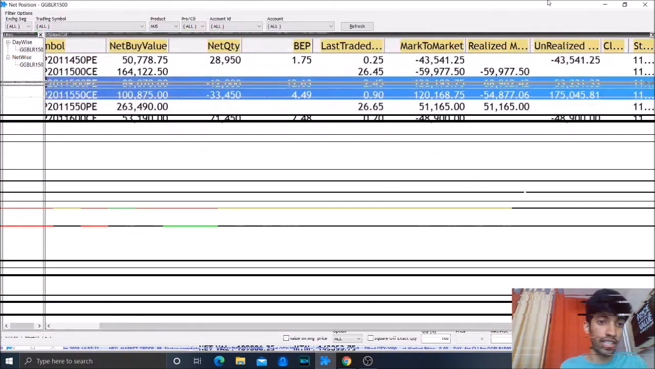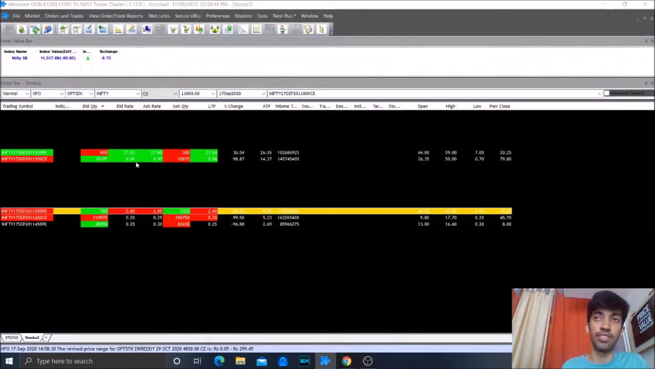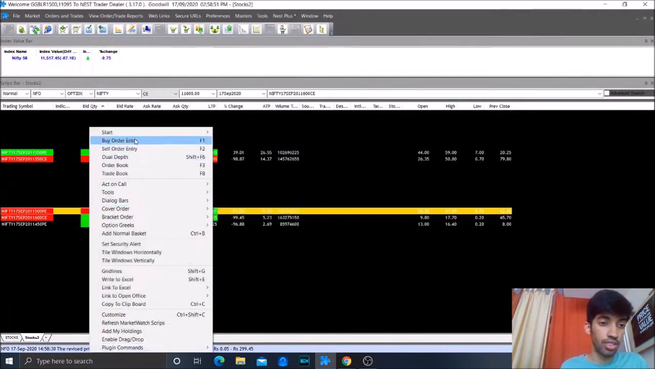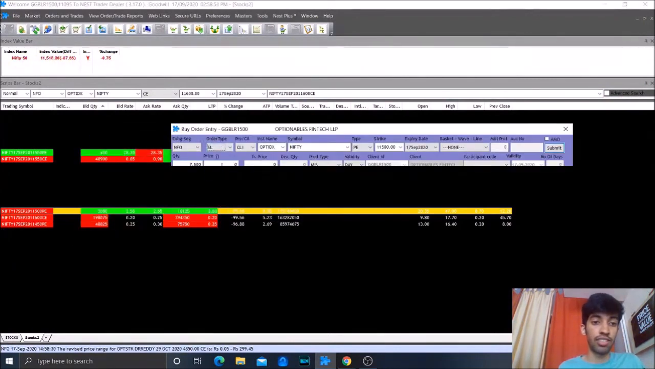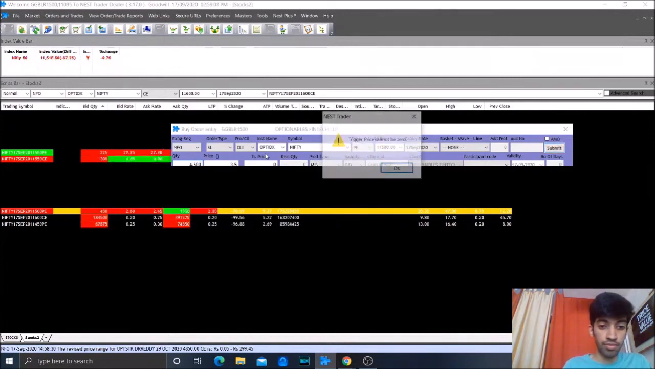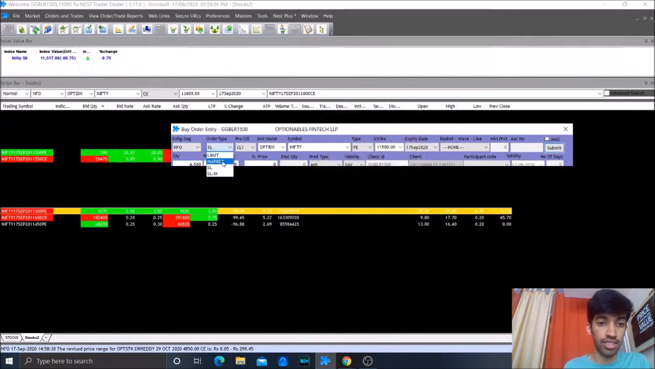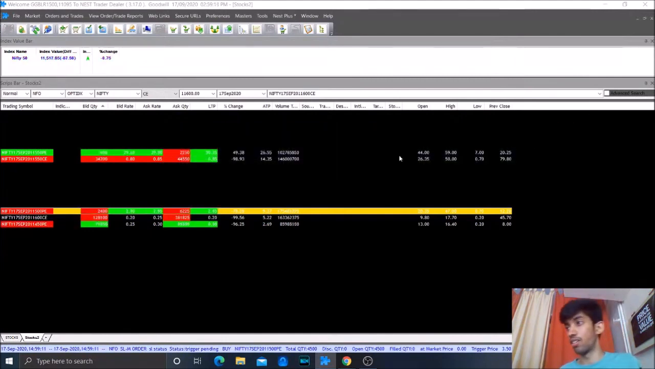We have 12,000 quantity, which means I have to add 4,500 more PE, and I'll just place a stop loss at 4 rupees, or 3.5 rupees this time, and 4,500 of that. Yeah, okay, sorry. That's pretty good to go. Yeah. P close now.